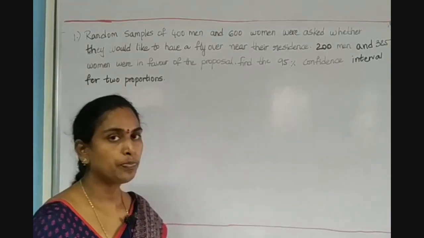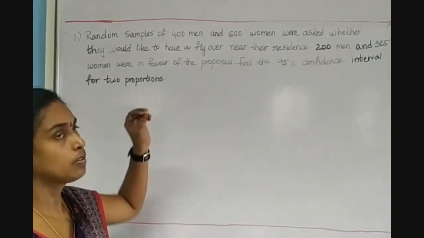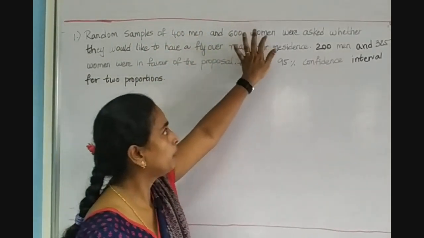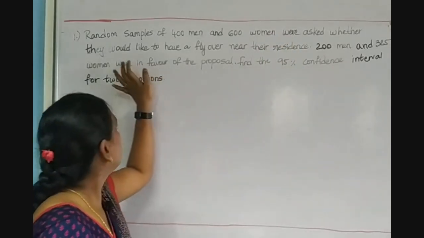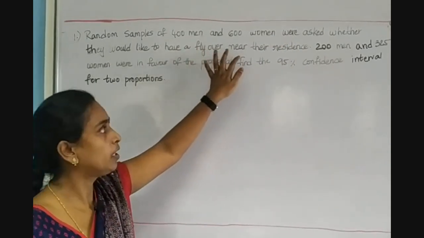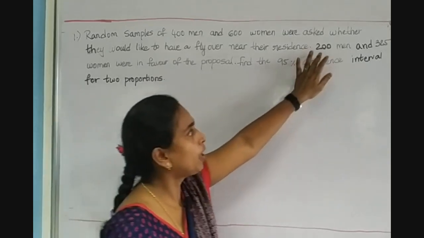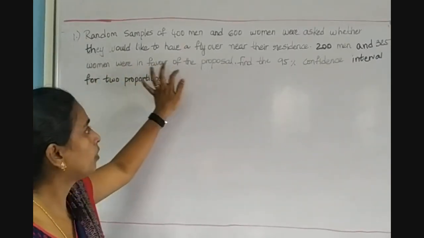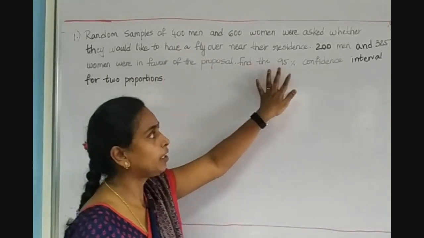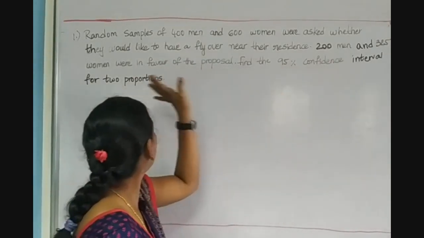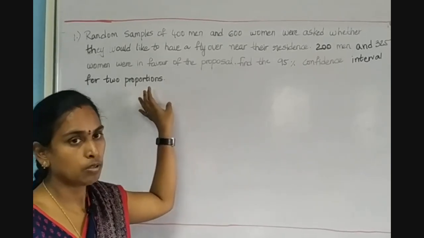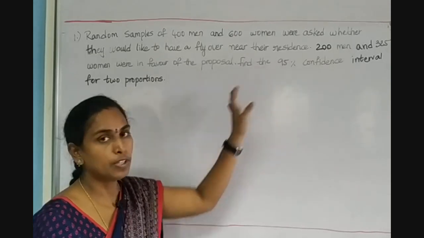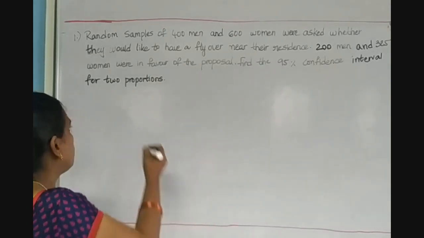So let us see one problem for two proportions. Random samples of 400 men and 600 women were asked whether they would like to have a flyover near their residence. So 200 men and 325 women were in favor of the proposal. Find the 95% confidence interval for two proportions.